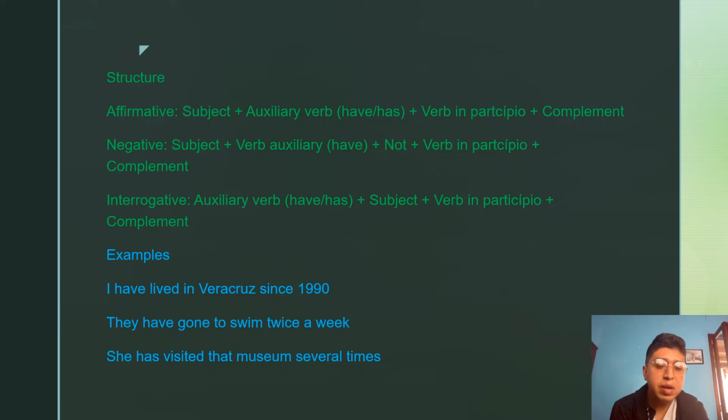The structure is affirmative: subject plus auxiliary verb have/has plus verb in participle plus complement. Negative is subject plus auxiliary verb have/has plus not plus verb in participle plus complement. Interrogative is auxiliary verb have/has plus subject plus verb in participle and complement. Example: I have lived in Veracruz since 1910. They have gone to swim twice a week. She has visited that museum several times.